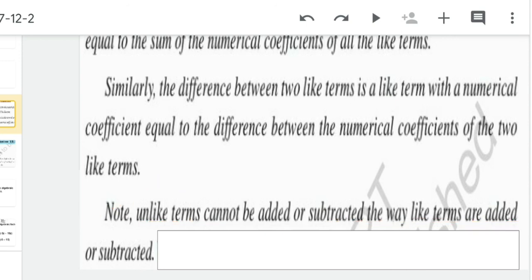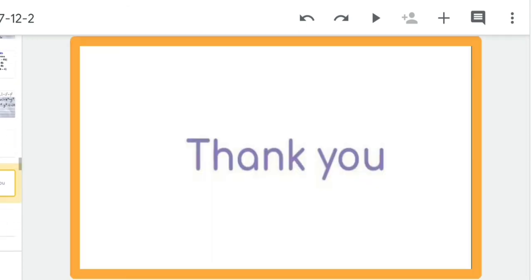Okay. Now class, today we discussed like and unlike terms and their addition. In our next class, we will discuss the subtraction of like terms. Till then you have to practice all these questions, and we will discuss the further questions of this exercise in our next class. Thank you.